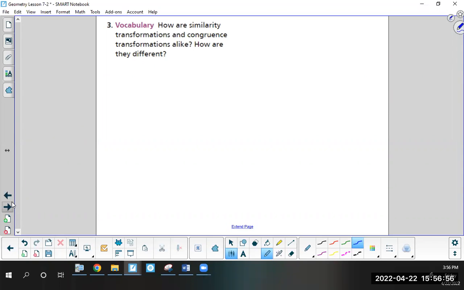How are similarity transformations and congruence transformations alike, and how are they different? What are they alike? They both show the relationship after transformations. Both show relationships between figures after transformations. How are they different? Similarities include dilations, but congruent figures do not.